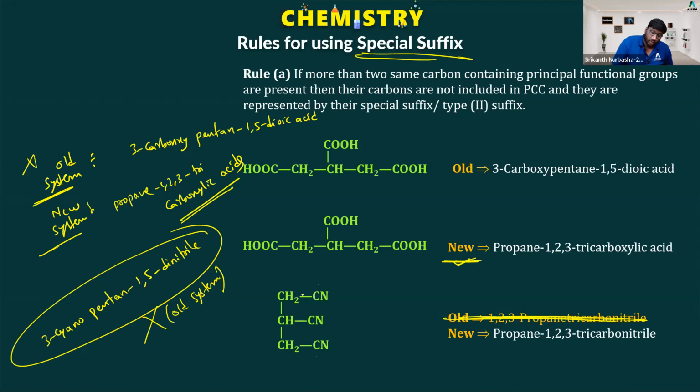Is that clear or not? If you give numbering in this fashion, 1, 2, 3, 4, 5, on the first and fifth carbons I have CN groups, and on the third position I have CN as a substituent. So 3-cyanopentane-1,5-dinitrile. According to the old system, this is the correct name. According to the new system, propane-1,2,3-tricarbonitrile is the correct name.